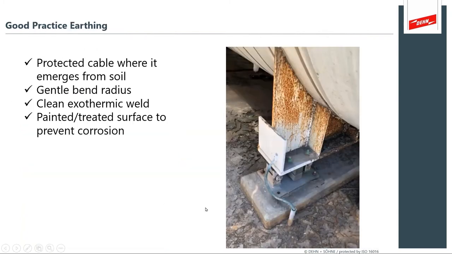So what are the things we want to spot as good practice? What should good look like? Well, you've got a pigtail emerging from the concrete. Where it emerges from the soil, it's protected. You've got a gentle bend radius. It's not perfect, but you've got an easy flowing gentle bend radius, which will eliminate a lot of impedance. You've got a clean exothermic weld. You can see the weld has got good contact and it's been painted and treated to prevent corrosion over time. So these are the things that you want to check for.